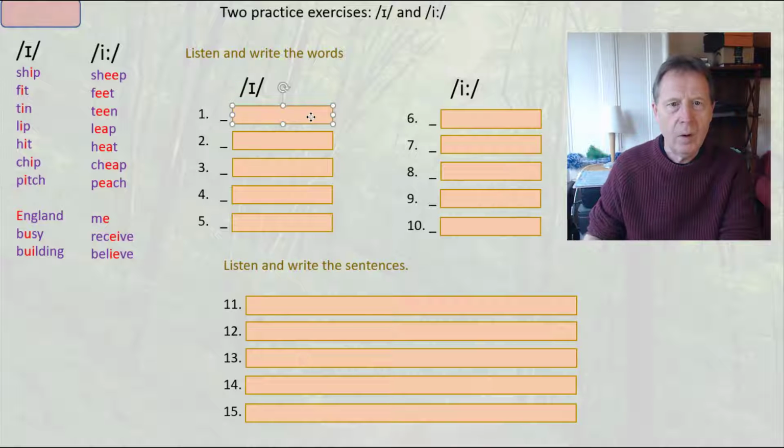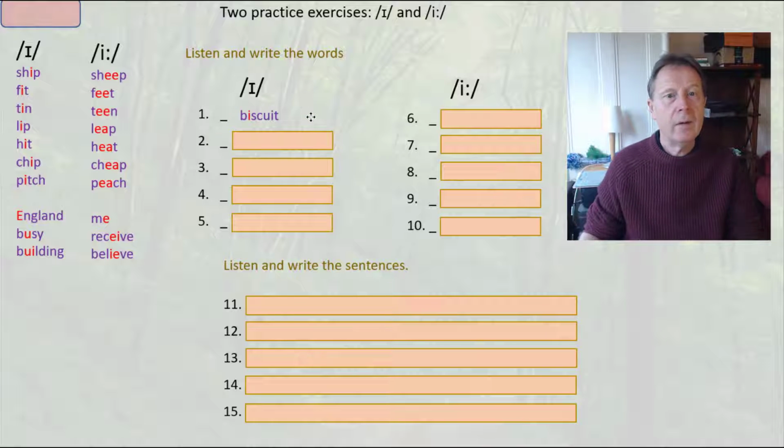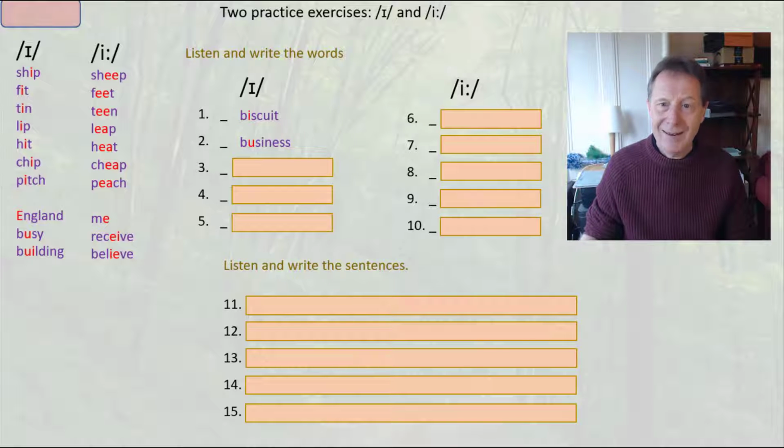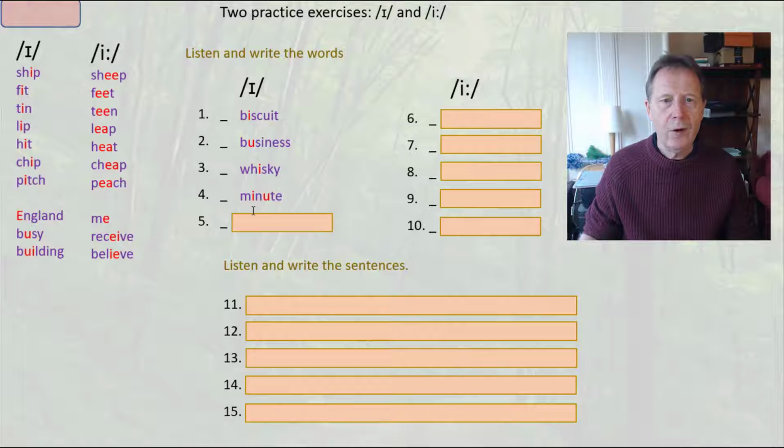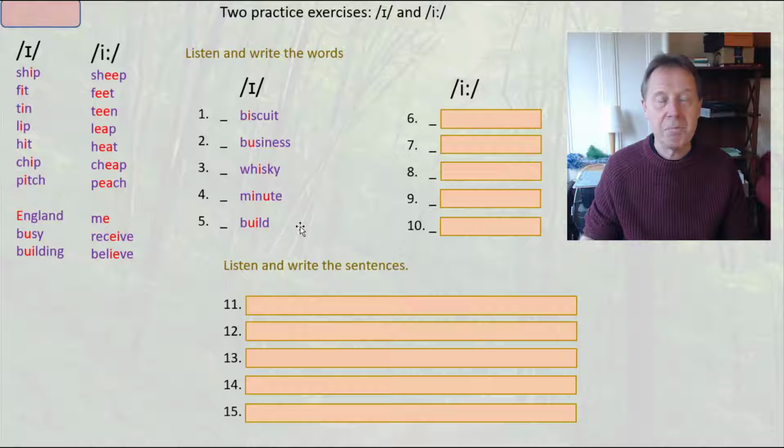Number 1 was biscuit. Now that one is regular spelling with I. Number 2, business. That's an irregular spelling with U. Number 3, whiskey with I. Number 4, minute. Now the first I is regular spelling and the second one is irregular with U, minute. Number 5, build. So that's UI, which is an irregular spelling. So there you have biscuit, business, whiskey, minute and build.